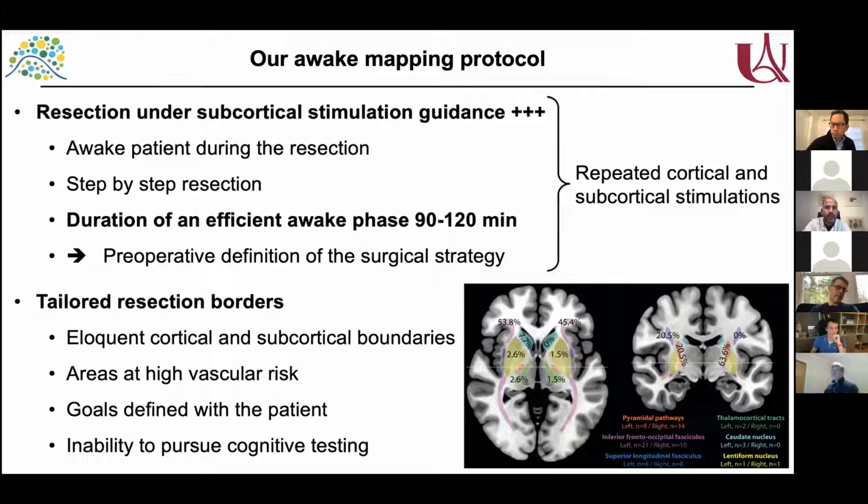Such a surgical strategy is defined preoperatively by the neurosurgeon together with the patient. And the resection borders are defined according to eloquent cortical and subcortical boundaries, according to areas at risk of vascular damage, and according to goals defined preoperatively with the patient, for example, the preservation of premotor networks. Rarely in clinical practice, the resection is stopped before the identification of the planned limit of resection, mostly due to patient fatigue, when the patient is unable to pursue neurocognitive tests.